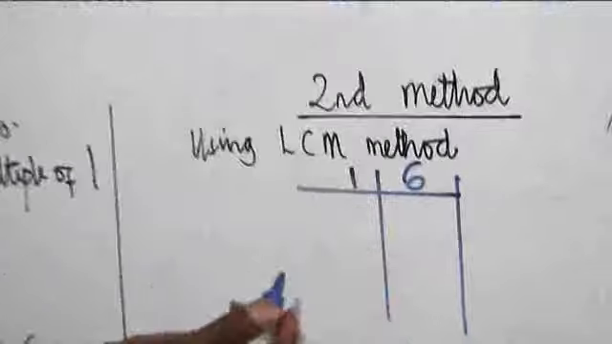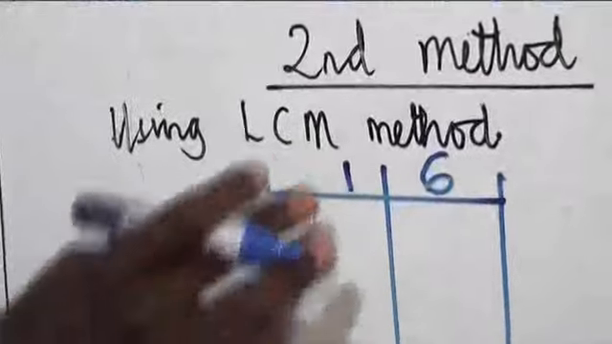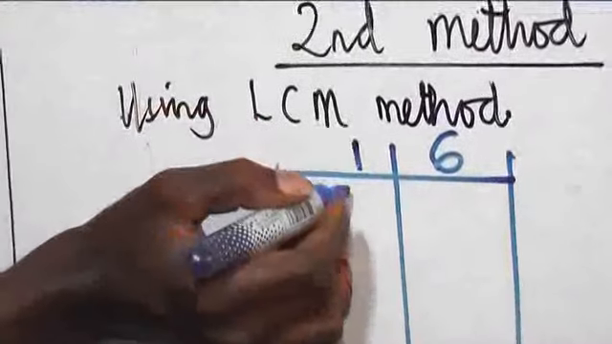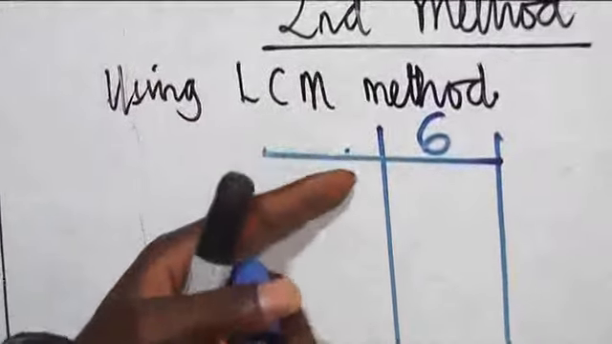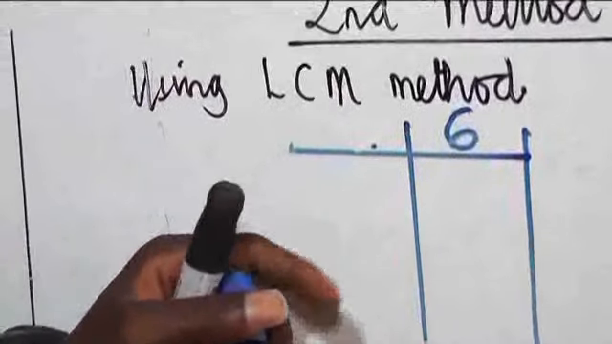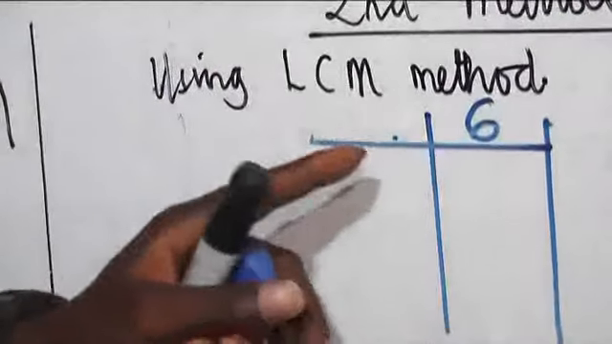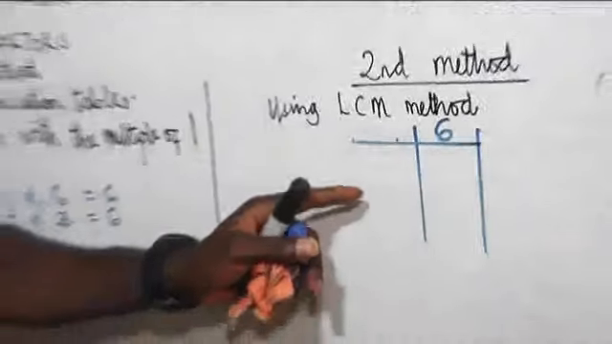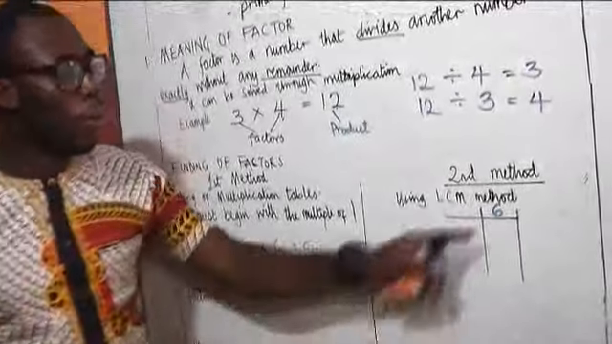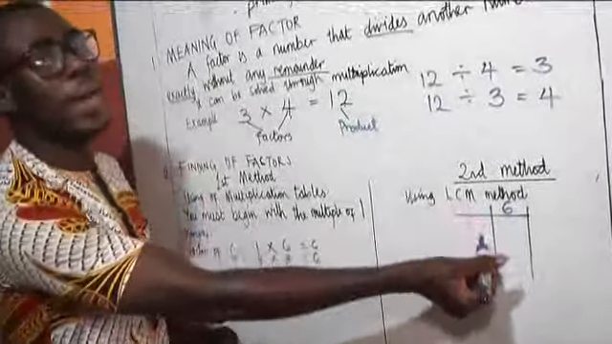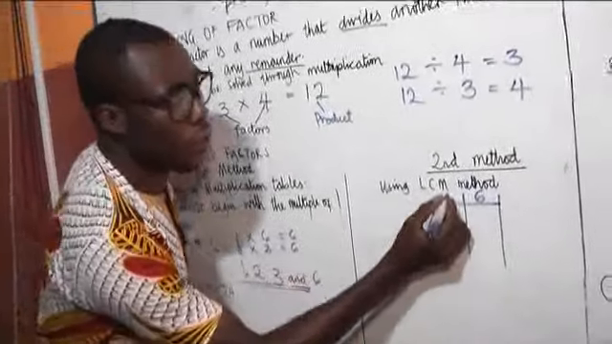Looking at the LCM method, we have 6 here. Now it is wrong for us to be using 1 to divide 6. Why? Because it is noted that you must always use numbers other than 1. It can be 2, 3, 5, 4, based on the number that is being given. But looking at this now, the smallest number that we can use other than 1 is 2.